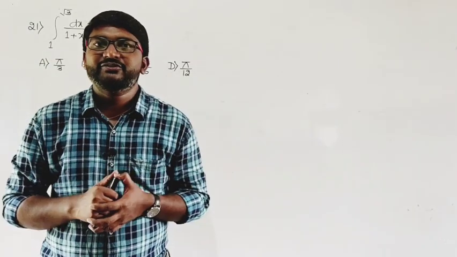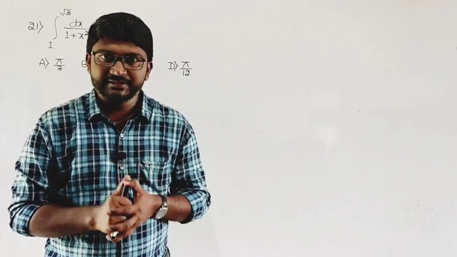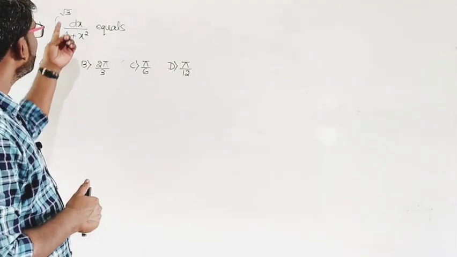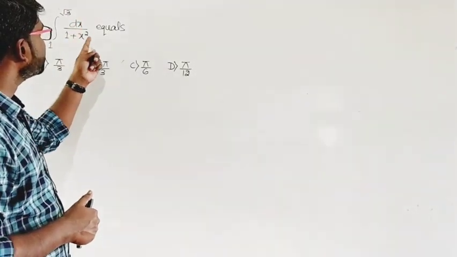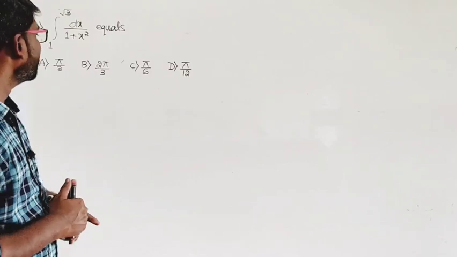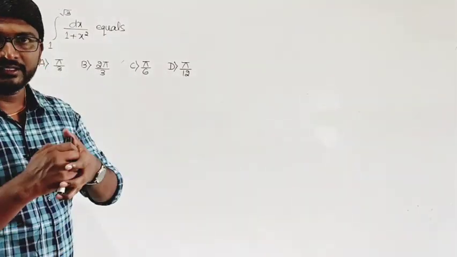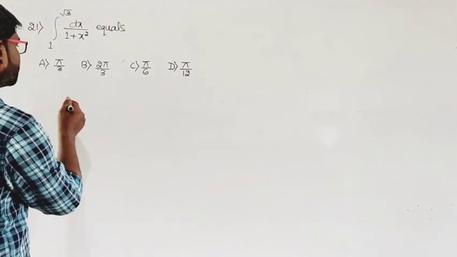Well, now we are going to solve two important multiple choice questions. In that, the 21st is the integral from 1 to root 3 of dx by 1 plus x square equals, and the four options are pi by 3, 2 pi by 3, pi by 6 and pi by 12. So let us take this as I.